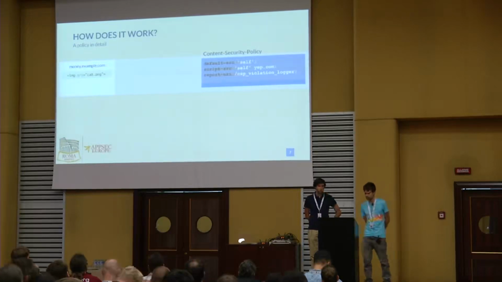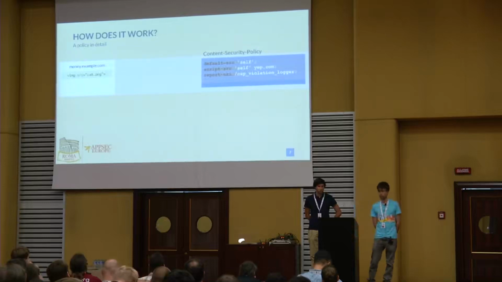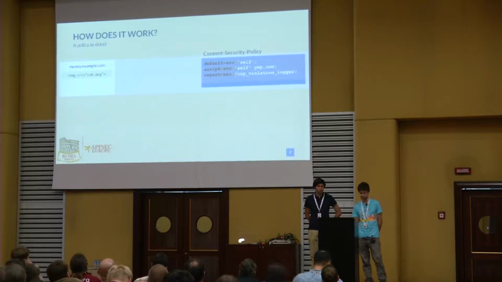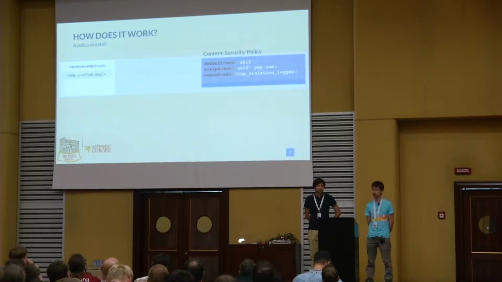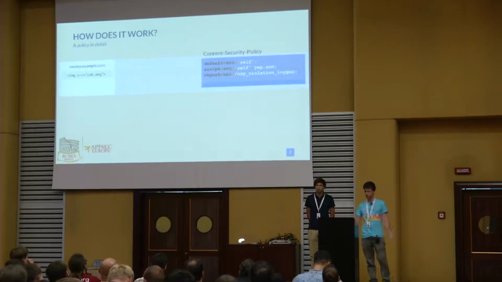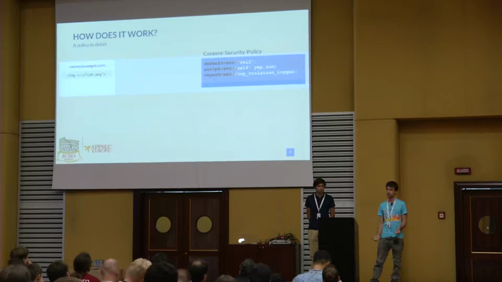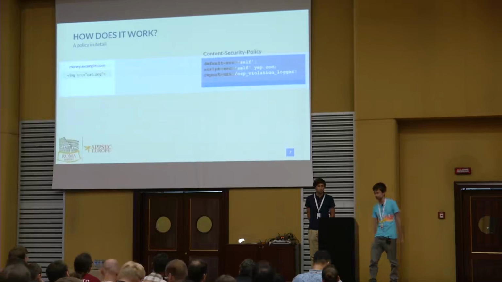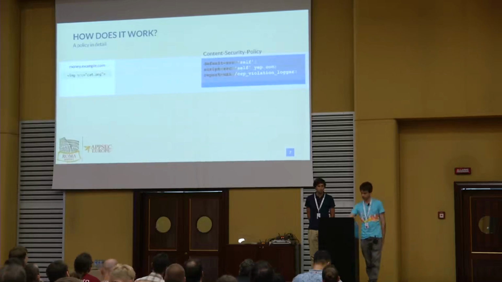For example, here we don't specify IMG SRC, so image source. We just specify script source. So this means that images are governed by default SRC. Default SRC 'self'. Self is a special keyword that means same origin. So allow resources from the same origin. Then we have script SRC, self, and yep.com. This means allow scripts from the same origin and from yep.com. And then you have a report URI for violation.